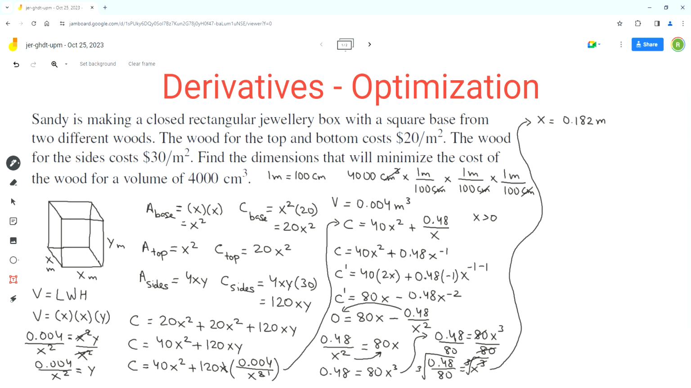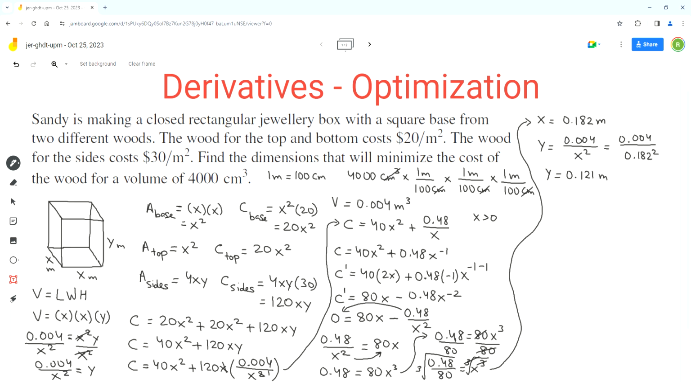Now since we have to find the dimensions, we also have to find the value of y, the height of this box, and for that we'll use the volume equation, and from the volume we isolated y as 0.004 over x squared. So we can sub in x as 0.182. And now we can evaluate this expression. So 0.004 divided by 0.182 squared. So I got 0.121 and the unit is meters.